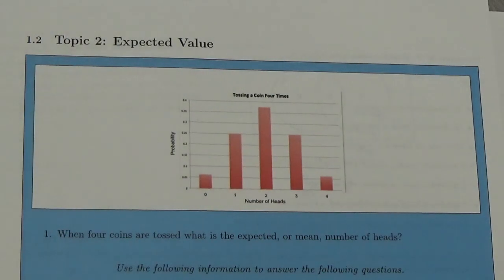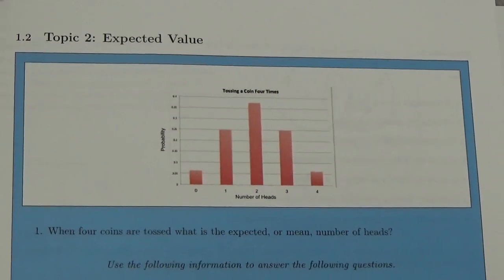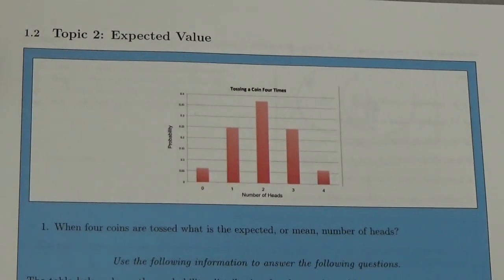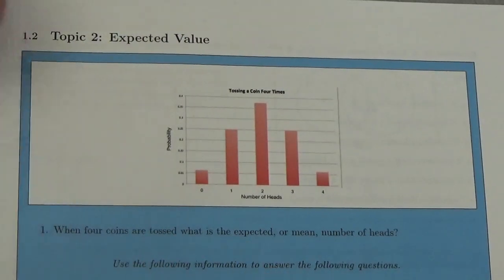Expected value in some ways is kind of like looking at an average, maybe like a weighted average sort of thing. Given an event and given the probabilities of the outcomes, what is it that you can expect to be the most likely outcome of a given event here?